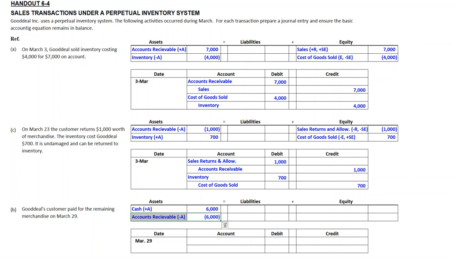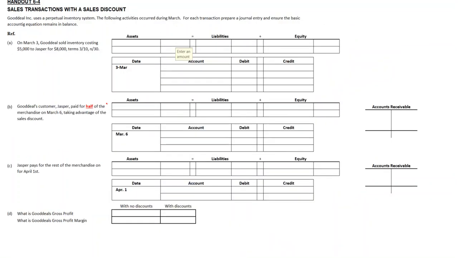Notice, nothing's going on with our income statement at this point in time. We record the sale transaction at the time the goods are delivered, not when the cash is received. So we've got an increase in cash, a $6,000 debit to cash, and a $6,000 credit to reduce our accounts receivable. All right, now we're going to take a look at sales transactions with sales discounts.